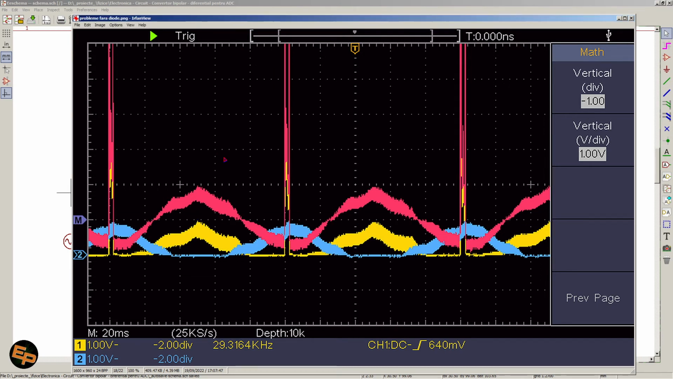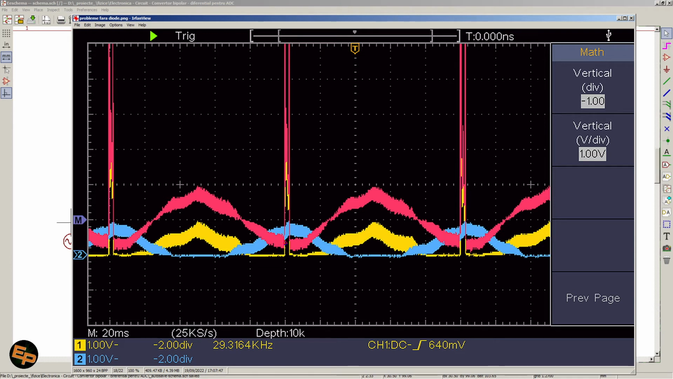And as we can see, we have these very high peaks which go above, they get out of the screen. We have 1 volt per division for all channels. So we have 1, 2, 3, 4, 5 for the mathematical channel. At the maximum, these peaks go above 5 volts for very short amounts of time.